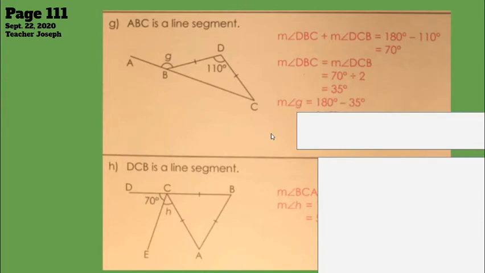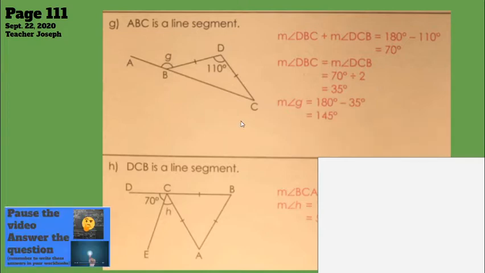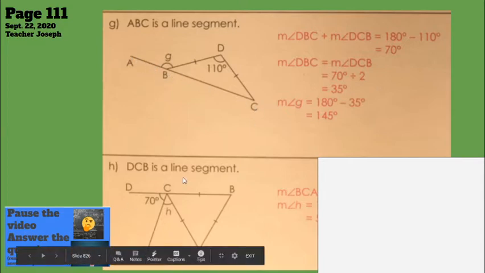If we take 180 minus 35, which is right here, we're going to come up with 145. So angle G is 145 degrees. Again, 145 plus 35 equals 180 because ABC is a line segment. Pause the video and see if you can do letter H on your own.